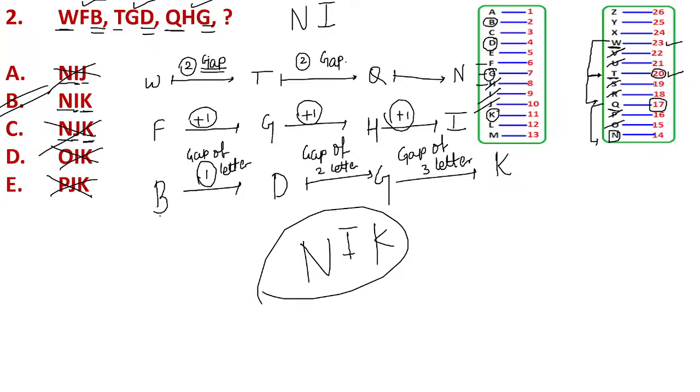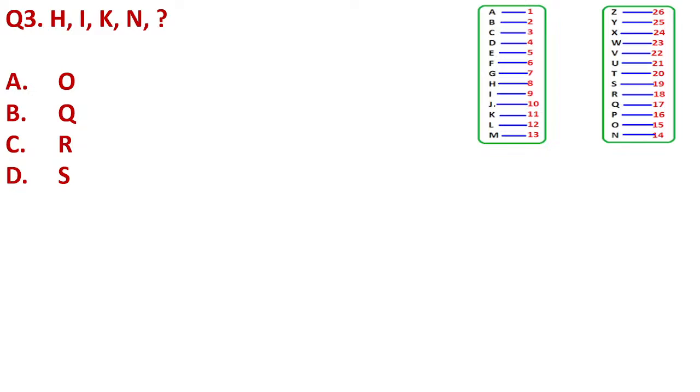Chandan, in B and D there was a gap of 1 letter. In between D and G there is a gap of 2 letters. So in between the upcoming answer and G, how much gap should be there in between both? 3 letters, right? So in between G and K there is a gap of 3 letters, not J. Got it? Yes, very good. Isha and Vimla have given the answer.